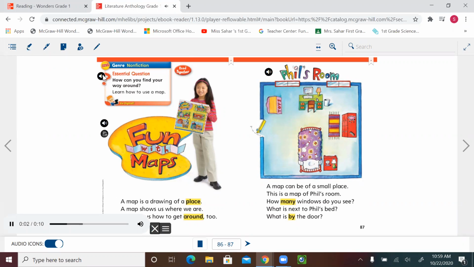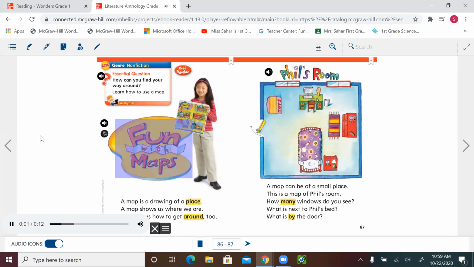Genre, nonfiction. Essential question: How can you find your way around? Learn how to use a map. So for this selection, we will be talking and reading and thinking about different kinds of maps and how we can use them. All right.